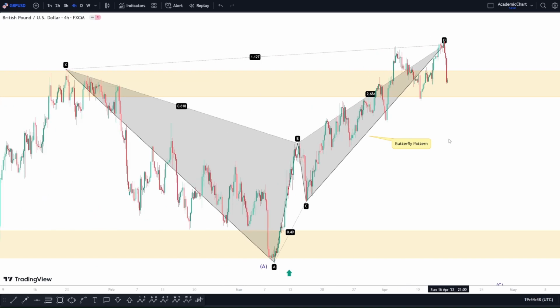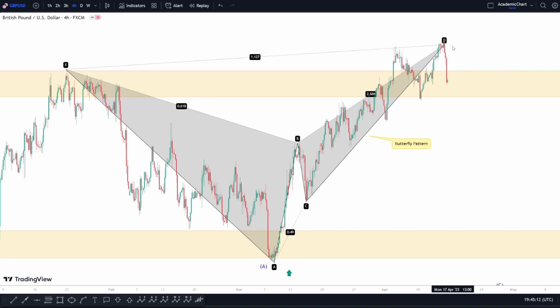I'm seeing a very classical butterfly pattern, which after creating this XA as our A wave of that corrective structure we just talked about, price created the destination of the B exactly to 61.8%. The destination of C is almost 50%, and the destination of D is 261 almost, which is so huge.